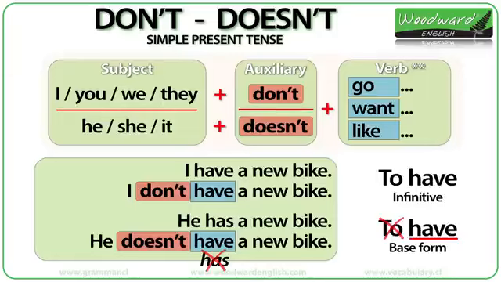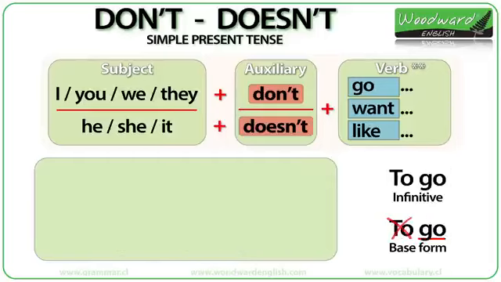Because the verb after don't and doesn't is the base form of the infinitive. The infinitive of has is to have. The base of the infinitive is have, without the to at the beginning. He doesn't have a new bike. Let's make negative sentences with the verb to go. To go is the infinitive. Its base form is just go.